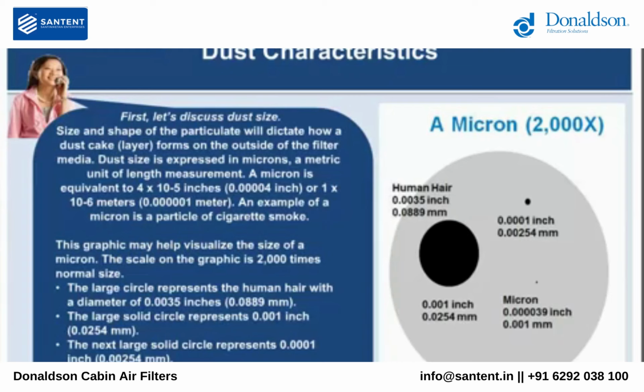The large circle represents the human hair with a diameter of 35/10,000ths of an inch. The large solid circle represents 1/1000th of an inch. The next large circle represents 1/10,000th of an inch. And finally, the smallest solid circle represents a micron, which is 39/1 millionth of an inch. Here's another helpful analogy. If an NBA basketball is 10 micron, then a PGA golf ball is 2 micron.